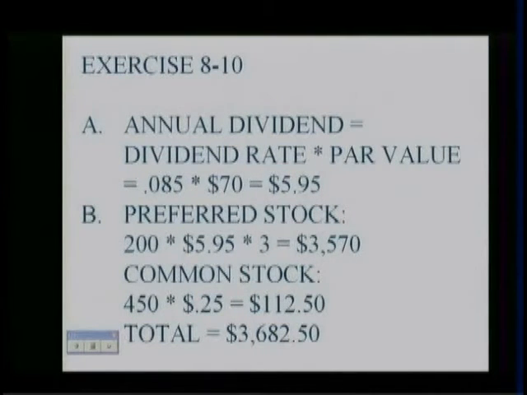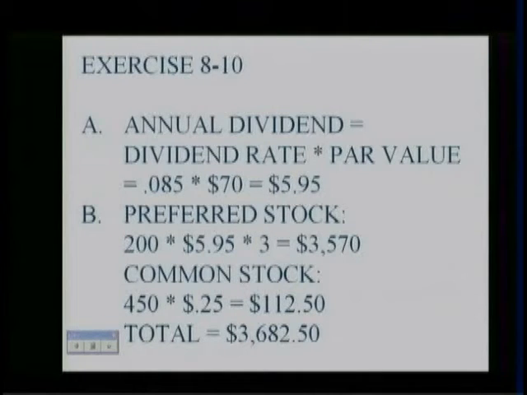In Part B, it asks us to calculate the amount that would be received by an investor who owns 200 shares of preferred stock and 450 shares of common stock, and he's done so since 2001, and there's a 25-cent per share dividend on the common stock that they're going to pay in 2004. Let's figure the preferred stock first. You're going to receive $5.95 per share on preferred stock dividend.